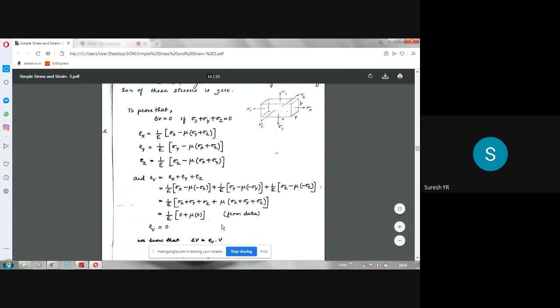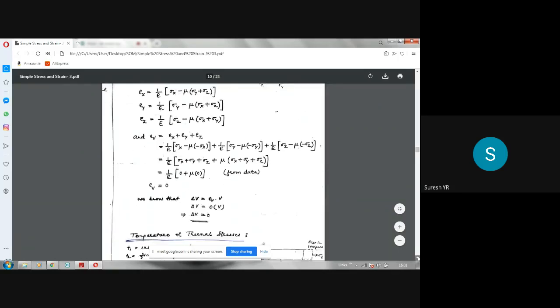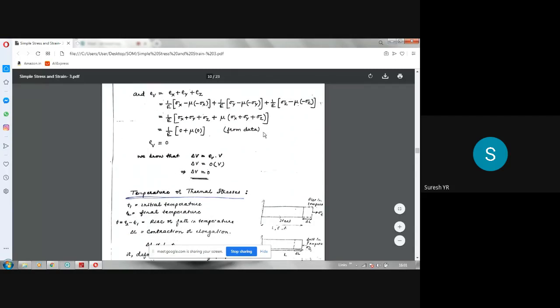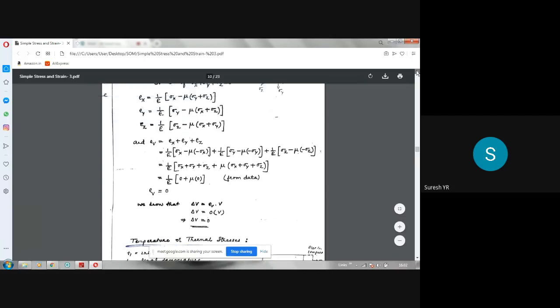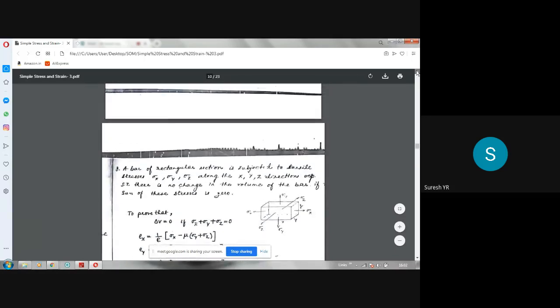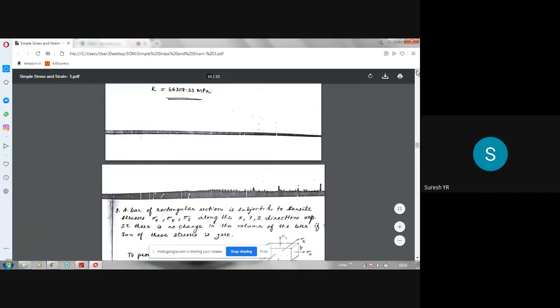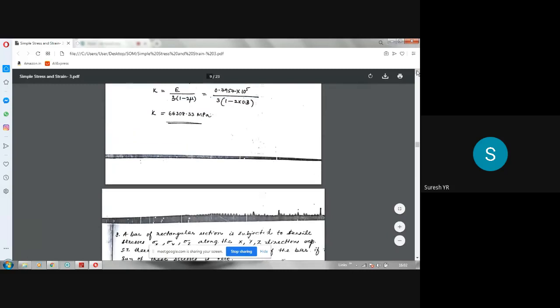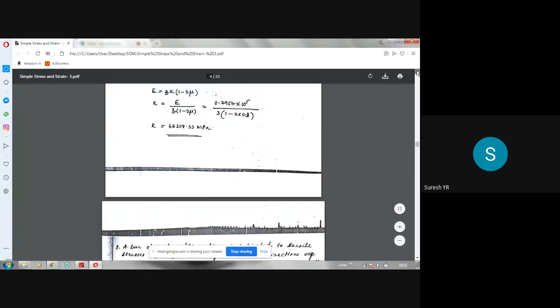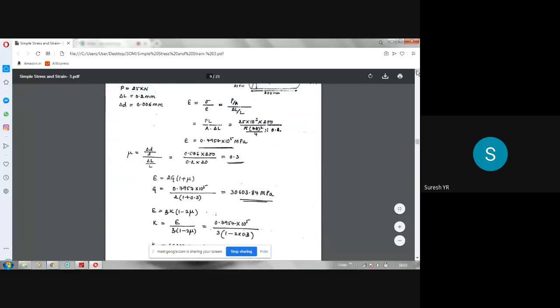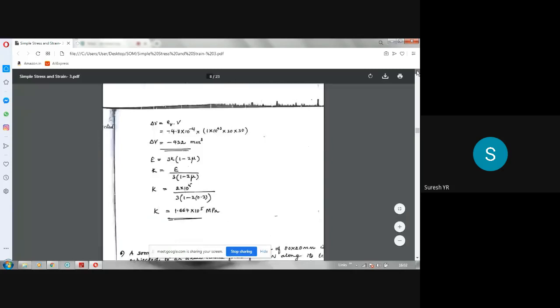So if you put here sigma x plus sigma y plus sigma z as 0, you will be getting EV as 0. So then change in volume also will be 0. So that is the meaning. Okay, so it's a simple bookwork. From generalized Hooke's law, if the sum of all the three stresses is equal to 0, then there is no change in volume of that bar. That is the meaning. So today in this class, two derivations I did.